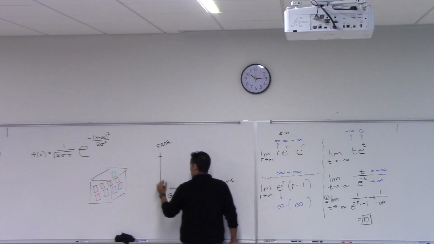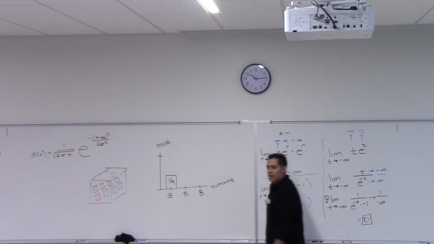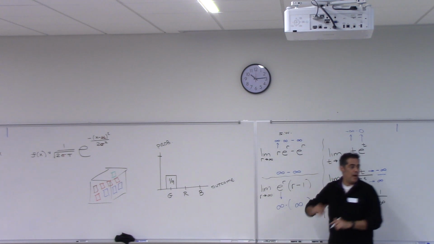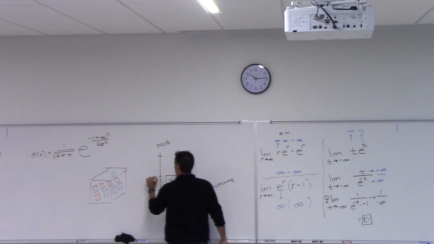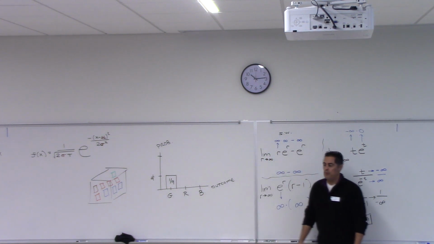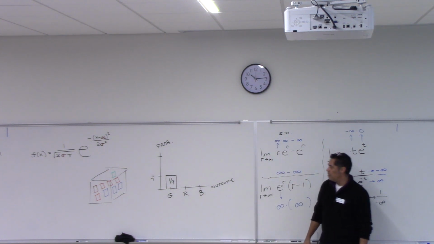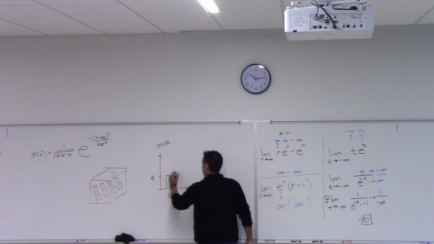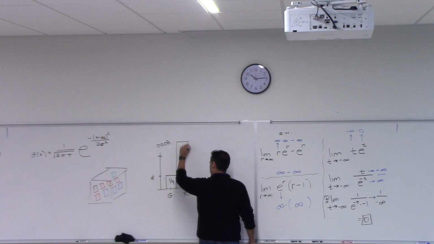So right here, I'm going to put a box. I'm going to say that that's 1 out of 9. Okay, that box, the height of that box is 1 out of 9. Now, the red. What's the probability of getting red? 4 out of 9? It's up here, isn't it, like that?